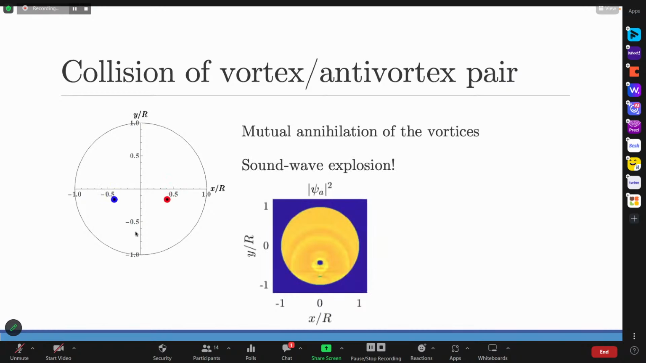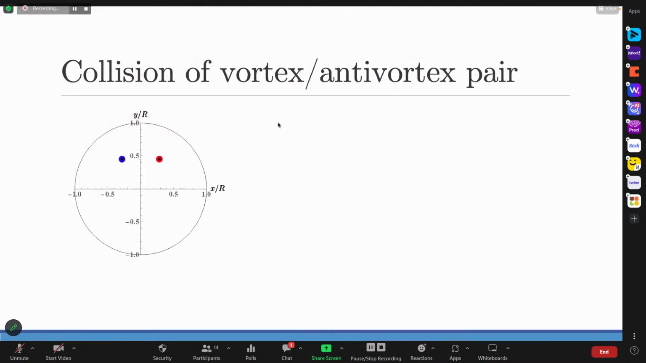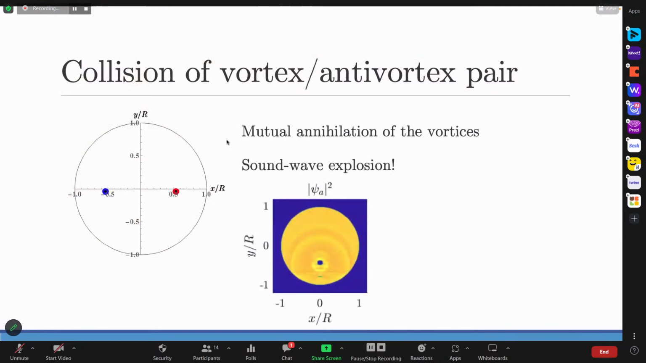Usually we have this kind of situation. The vortices touch, and you generate an explosion of sound waves. So the incompressible kinetic energy, which was due to the vortices, is converted into a very big sound pulse, but still the mass remains here in this little blue dot. This is the leftover of the core mass.